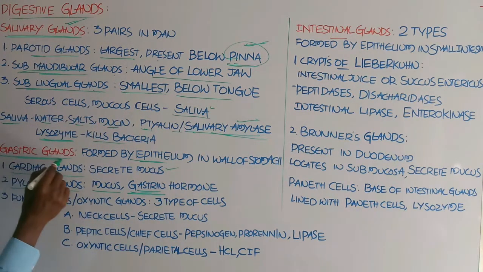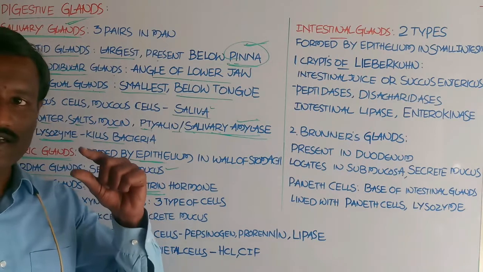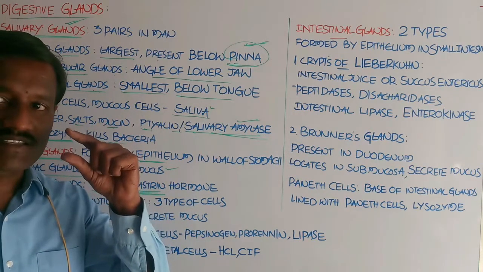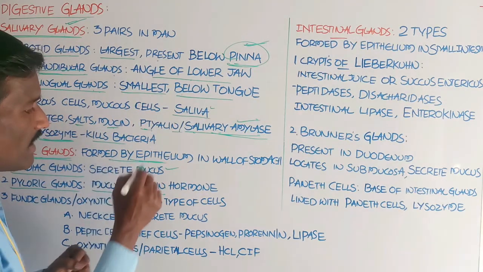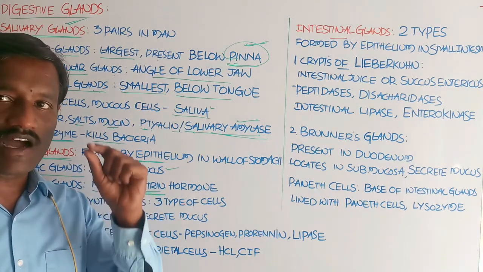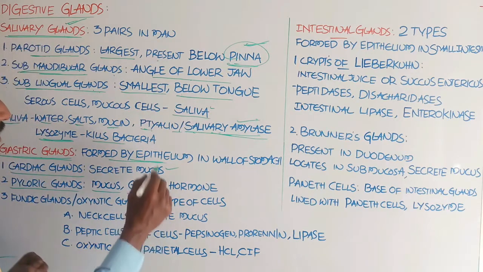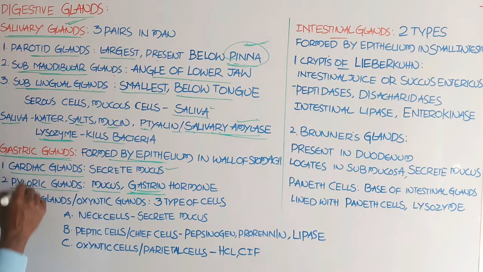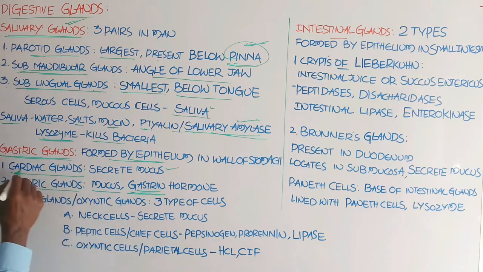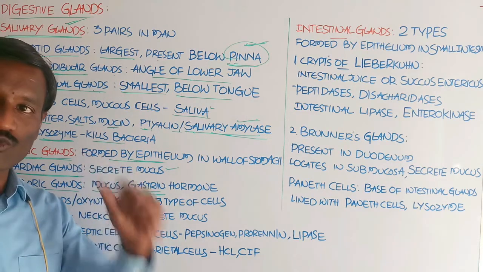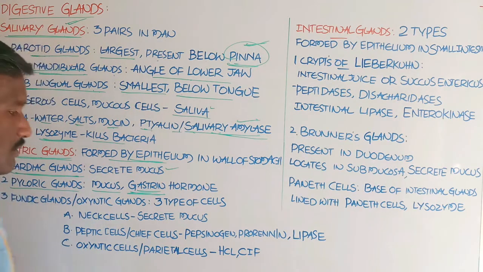Next, another one is the gastric glands. Gastric glands are present in the wall of the stomach and are formed by the epithelium in the wall of the stomach. Okay, next, 3 types of gastric glands are there in the stomach wall. The first one is the cardiac glands. Cardiac glands secrete mucus.